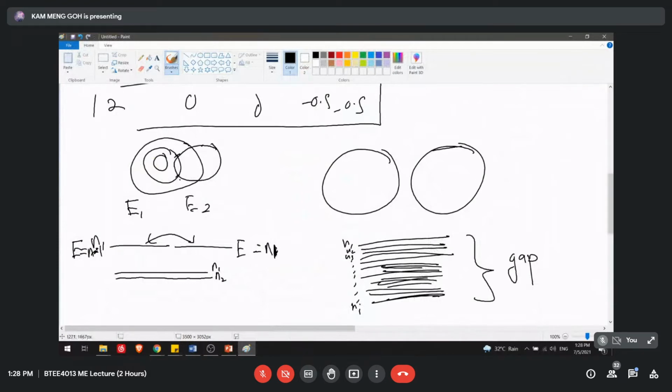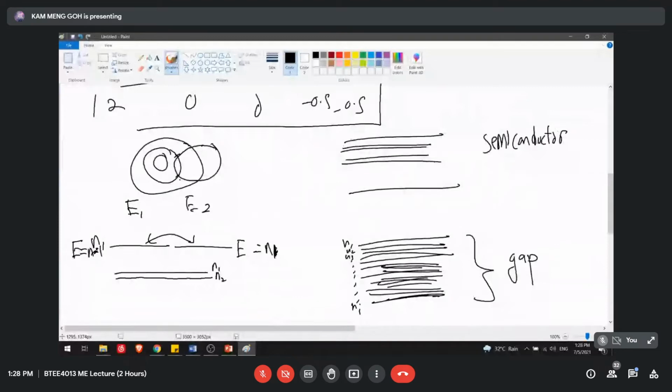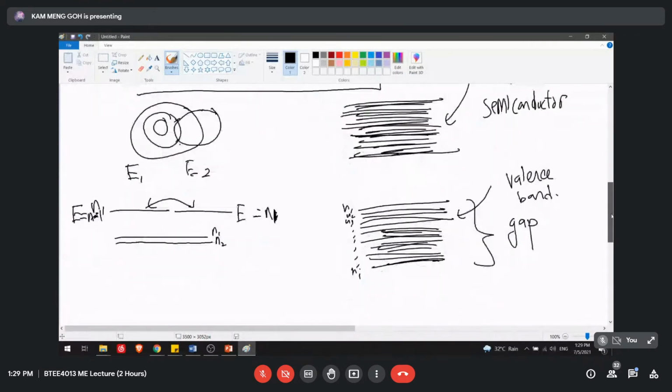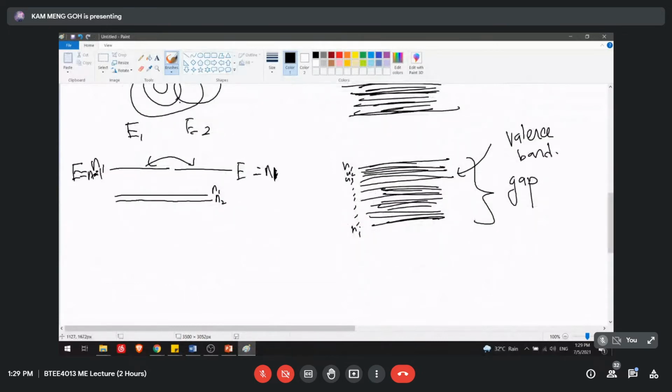Let's say if the crystal is a semiconductor, it will form two gaps. It forms something like this. The first one is the conduction band. The second one is the valence band. So every time we talk about the conduction band and valence band, it is actually constructed by a bunch of energy levels. All these are energy levels. Above there also, all are energy levels.